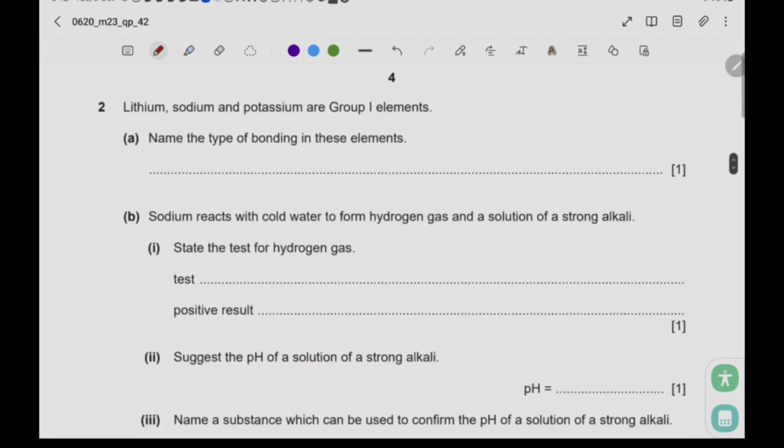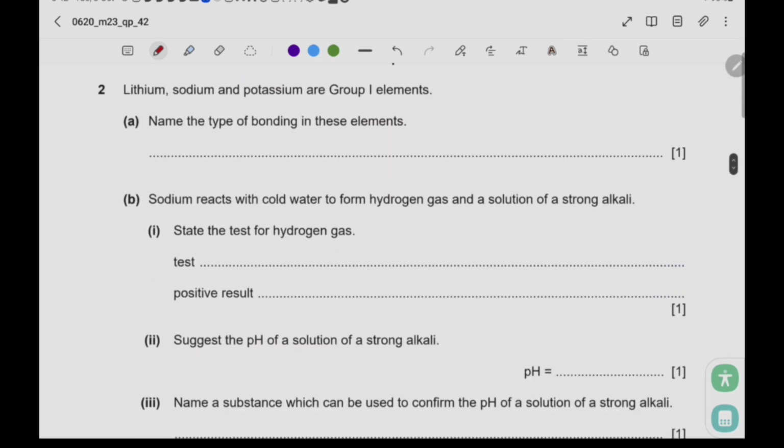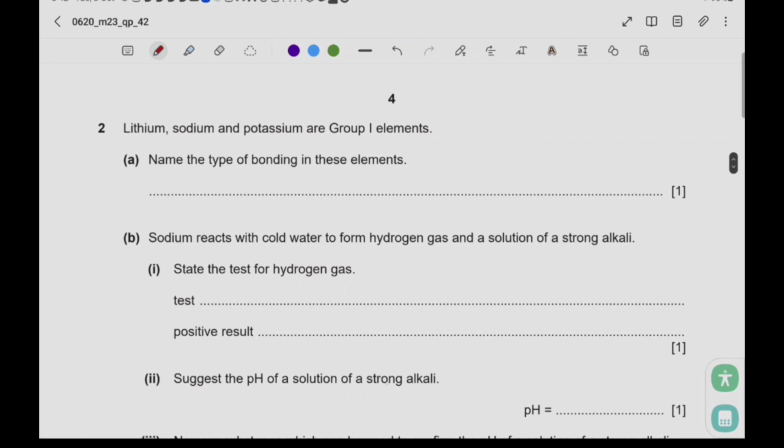Okay, next question. So what type of bonding is in the elements of lithium, sodium, potassium, which is group 1? If you know group 1, you should know that they are alkali metals. So from the term metal, if they are alone, they are definitely metallic bond. Usually students get confused. They will ask, hey, isn't that ionic bond? No, ionic bond is whenever metal and non-metal. So this is metal, just metallic bond.